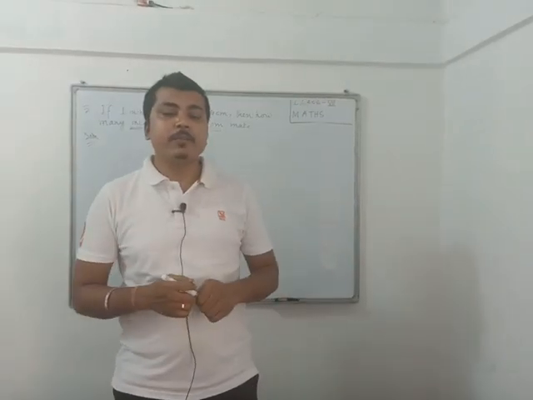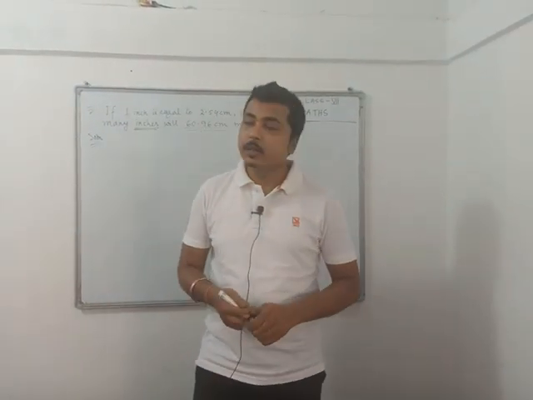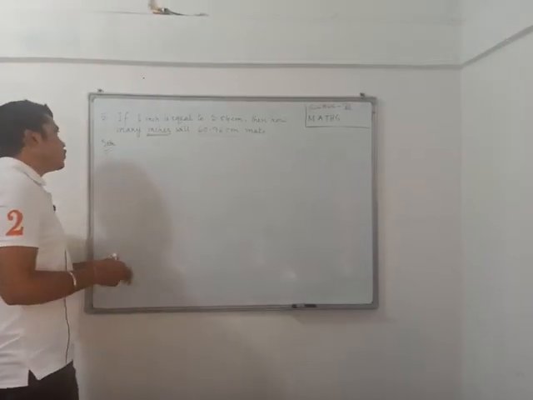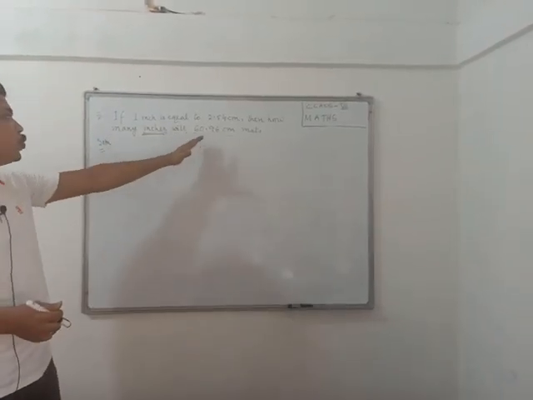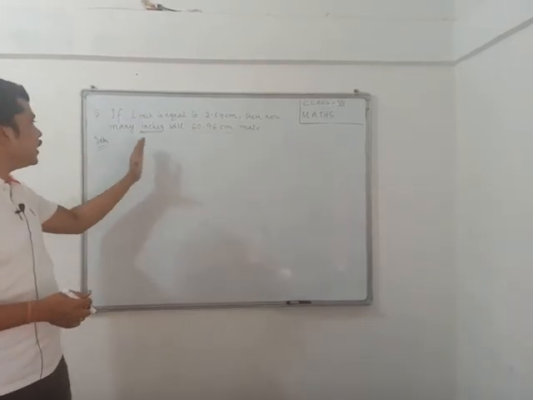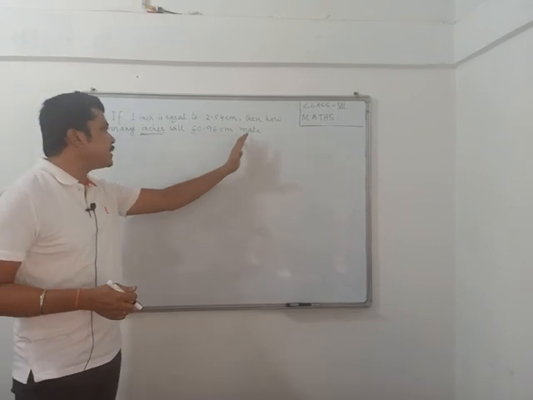Today, here I am with the next question. For question number 5, what is the question? Let us try to understand the question. If 1 inch is equal to 2.54 centimeter, then how many inches will 60.96 centimeter make?